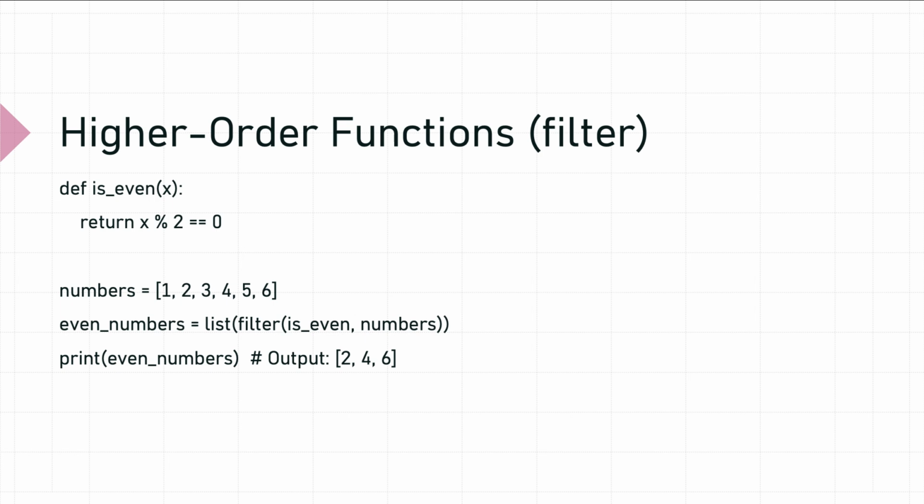So these higher order functions are powerful tools for simplifying and clarifying code, especially when you need to perform operations on collections of data. They encourage a more functional and declarative style of programming, which can lead to more concise and readable code.